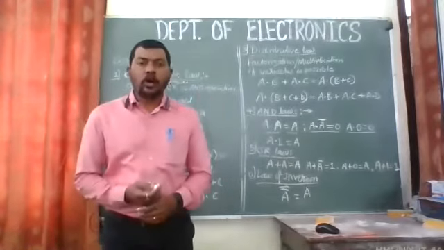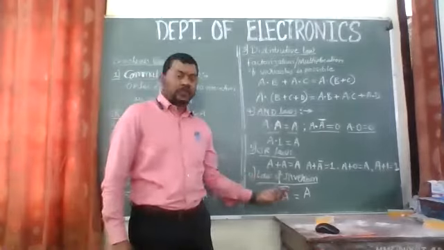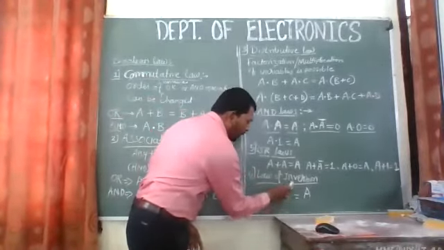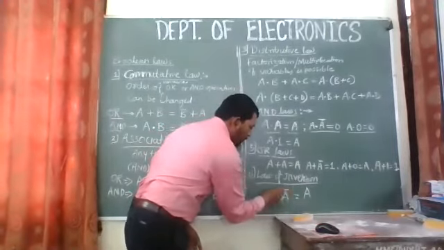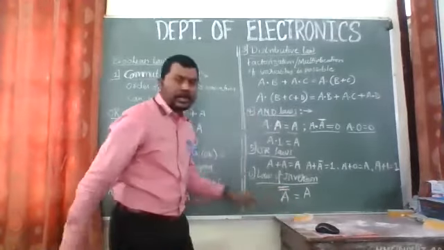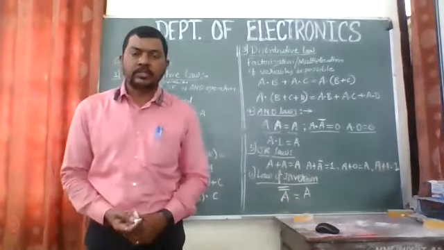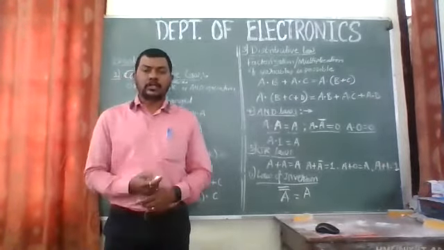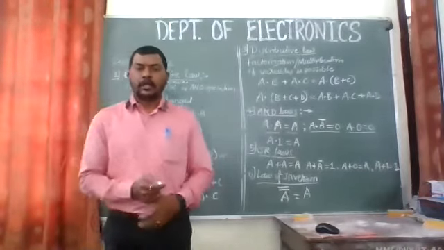And the last is the law of inversion, that is A double complement is equal to A again, right? So this is A double complement. A double complement can be written as A, right? So we get A again. So law of inversion states that the double inversion can be taken as cancel out each other, and the result is the same variable. So A double complement can be written as A.